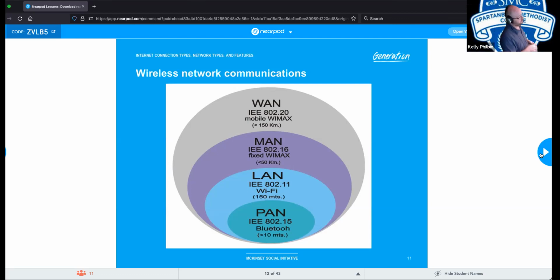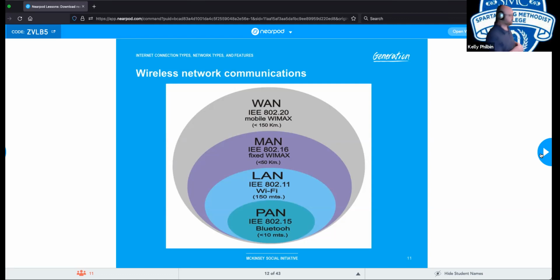Wi-Fi, we are very, very familiar with Wi-Fi. We use it every day. Likely, many of you are probably on it right now. And that is 802.11 IEEE, which we're going to be breaking down into even more categories that we need to be aware of.